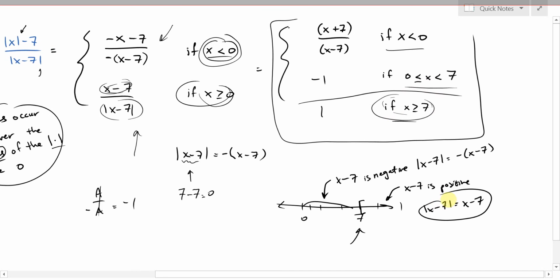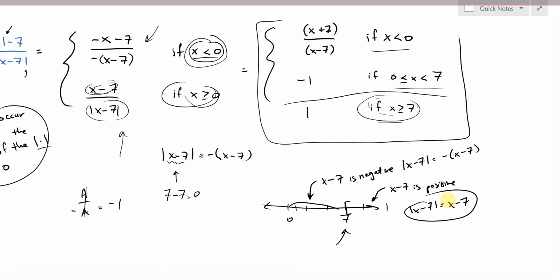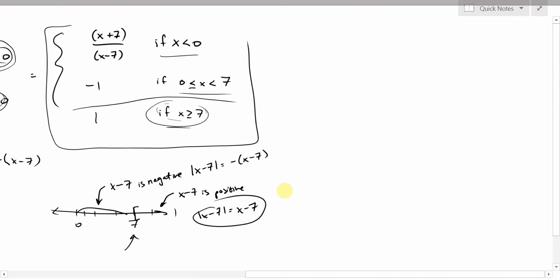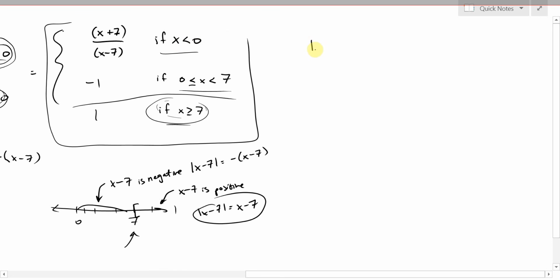Now, the quiz itself asks us to check the various left and right hand limits as we're going to 0 and as we're going to 7. So as we approach 0 from the left, coming in from the left, that means we're taking negative values of x, which means we're using exclusively this formula, x plus 7 over x minus 7. So we just plug in 0 here. You're going to get 0 plus 7 over 0 minus 7, which is 7 over negative 7, which is just negative 1. So the left-hand limit as we approach 0 is negative 1.